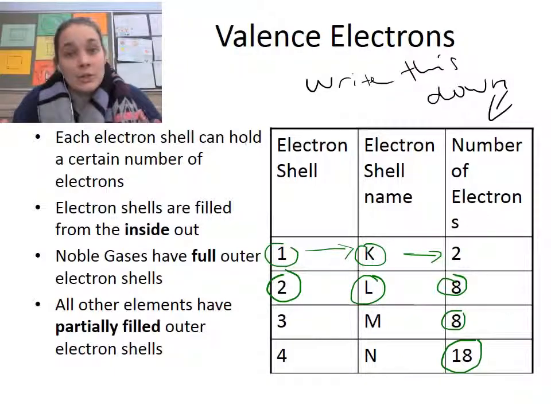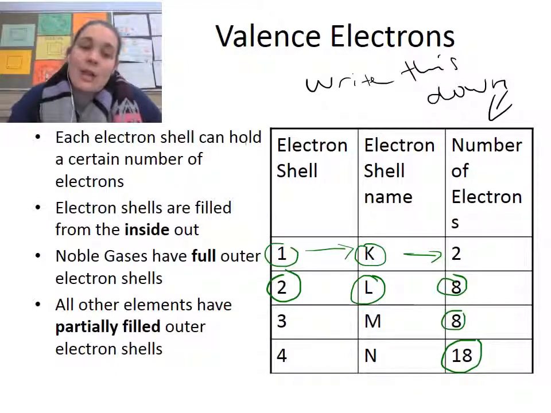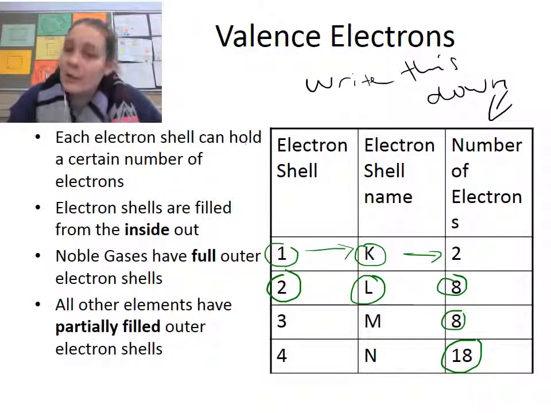So each shell can hold a certain number of electrons. We fill from the inside closest to our nucleus and out. My noble gases, if they're in group 8, the end of the periodic table, then it's going to have a full electron shell. If it's not in group 8, then it will have less than the total amount that it can hold. So if it's in group 1, it will only have 1 electron in its outermost shell.